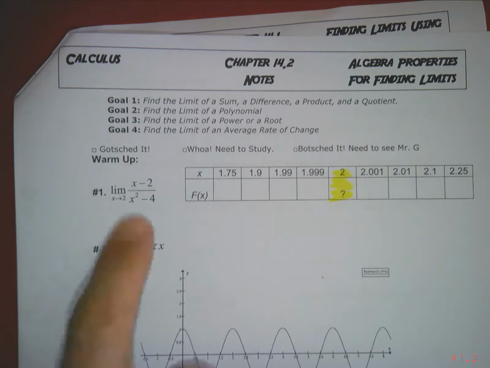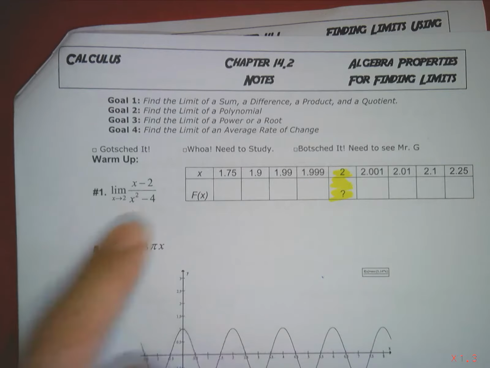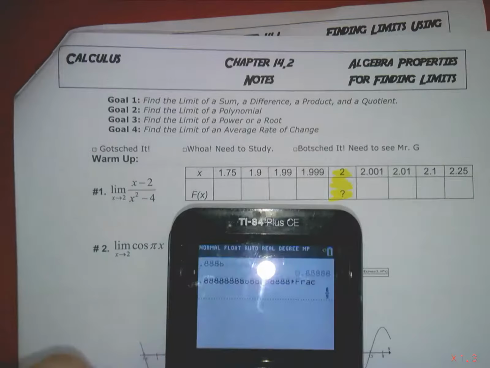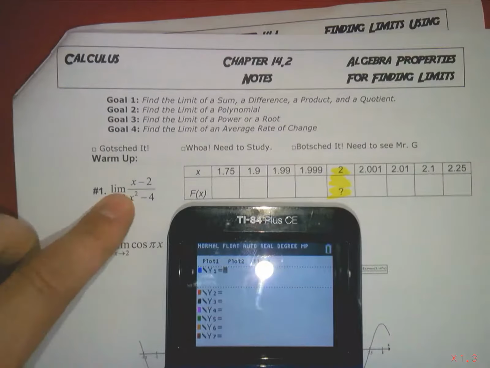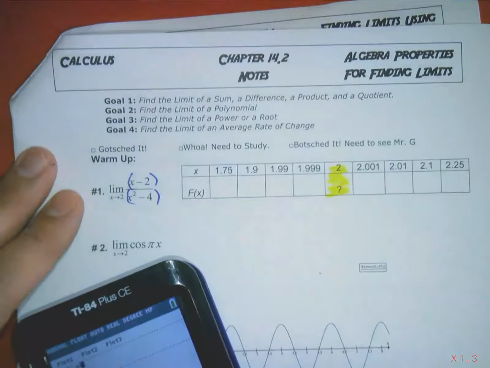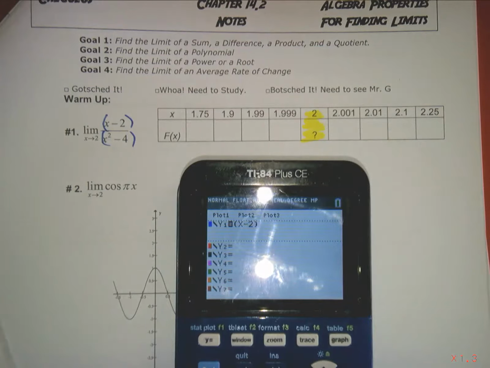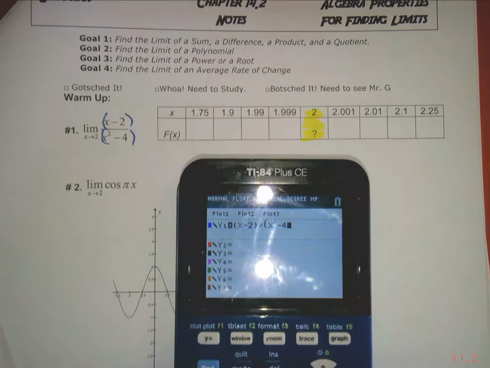So example 1, I want to find the limit of this function, x minus 2 over x squared minus 4, as x approaches 2. Let's see if we can find that. I'm going to put parentheses around the whole numerator and the whole denominator. Take a second, guys. Get your calculators out. You can't learn through osmosis. You've got to try this out. So I've got x minus 2 in parentheses divided by parentheses x squared minus 4.